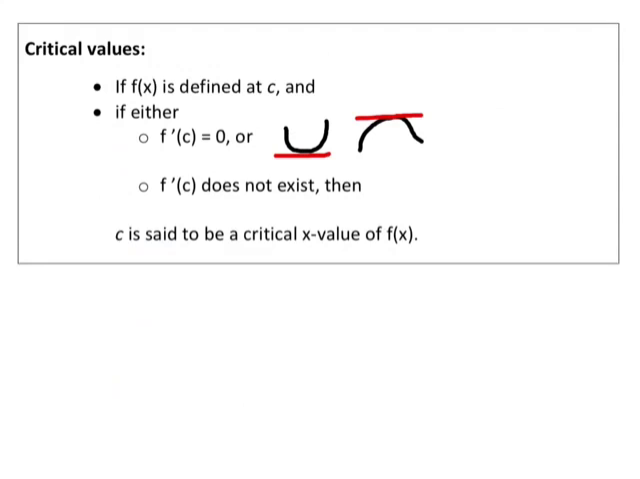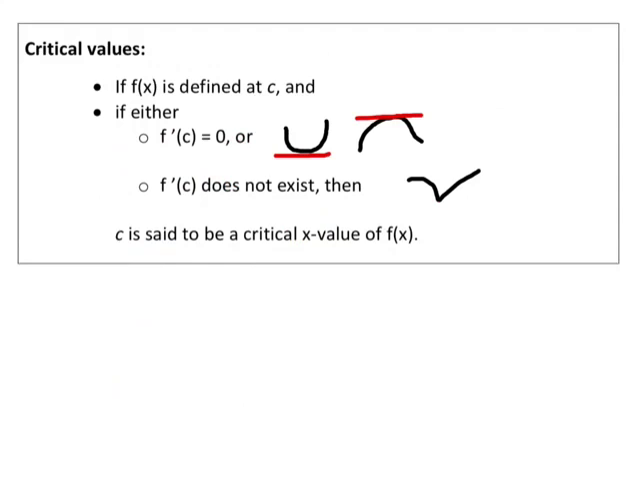So let's take a look. Let's illustrate that. Suppose we had some kind of cusp right there. It would be pretty clear to see that at that cusp, the derivative would not exist. So again, it's got to be defined at c, and either one of these two conditions is met, so the derivative is 0 or the derivative does not exist, then we call that point c a critical value for x.